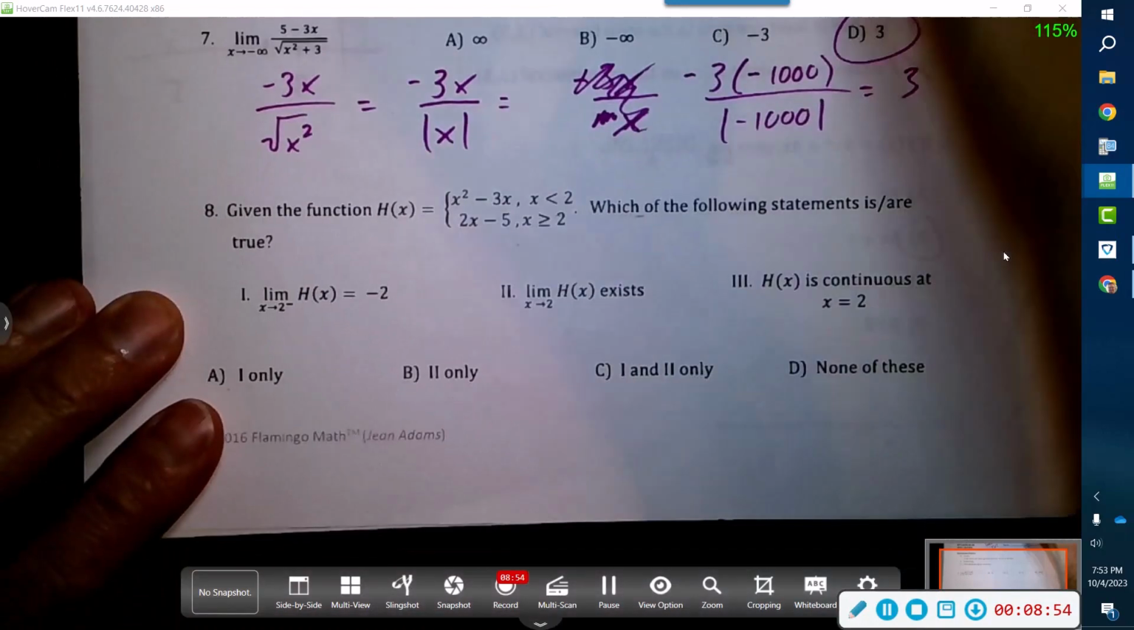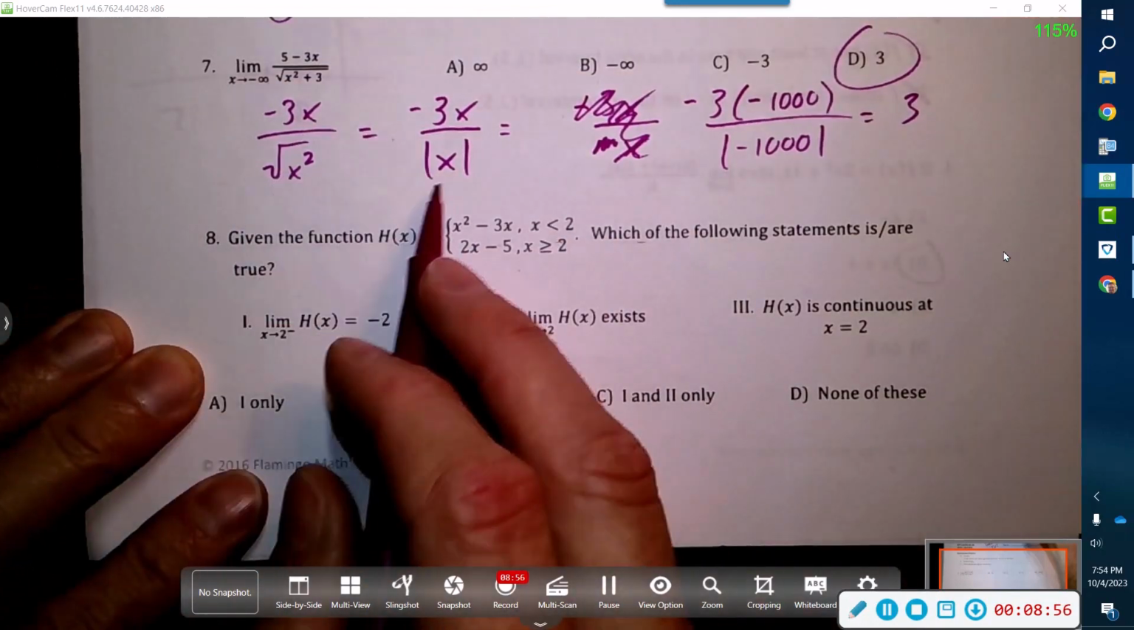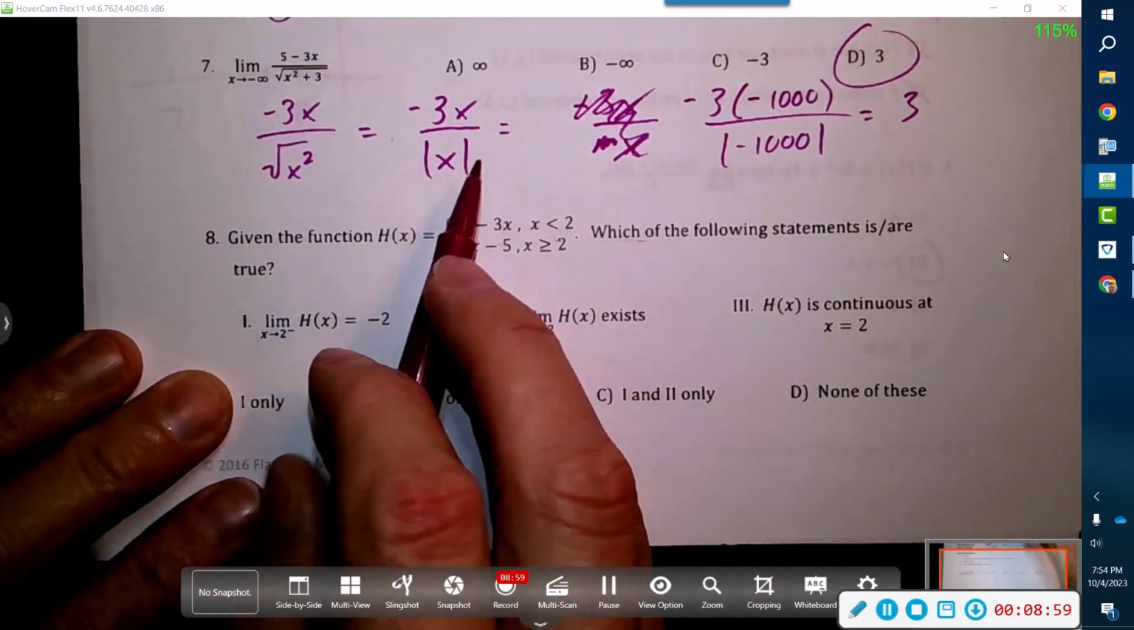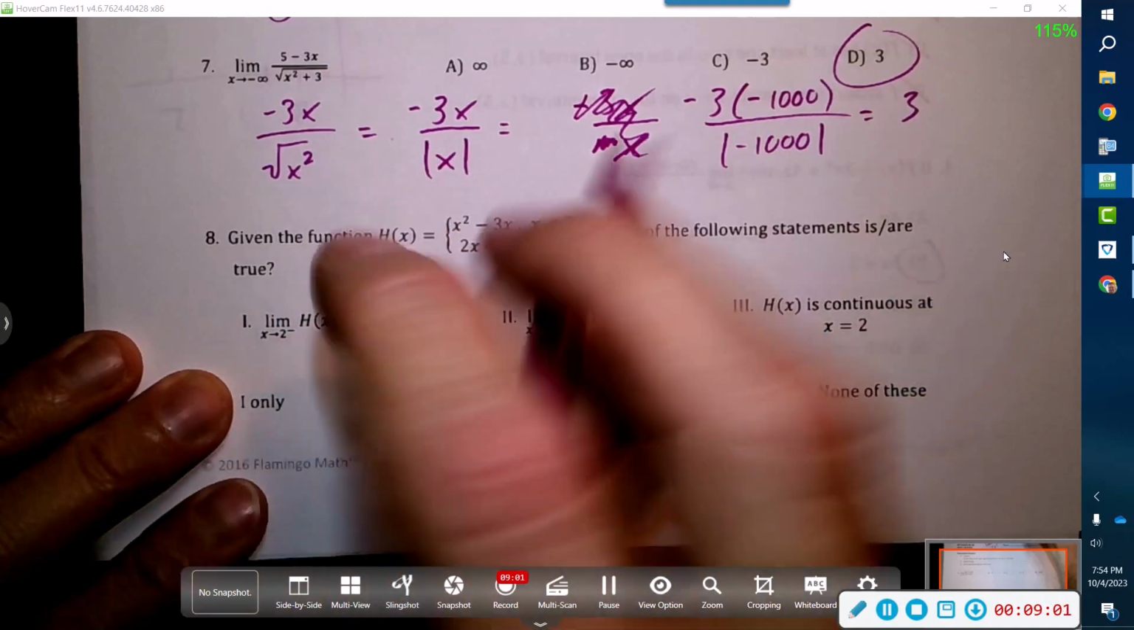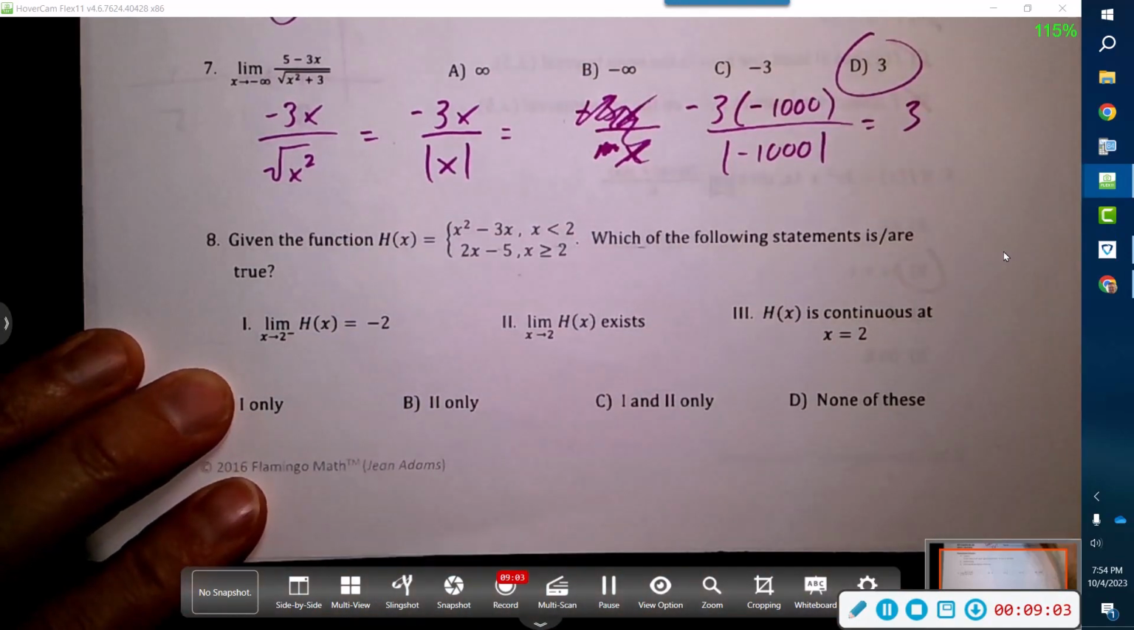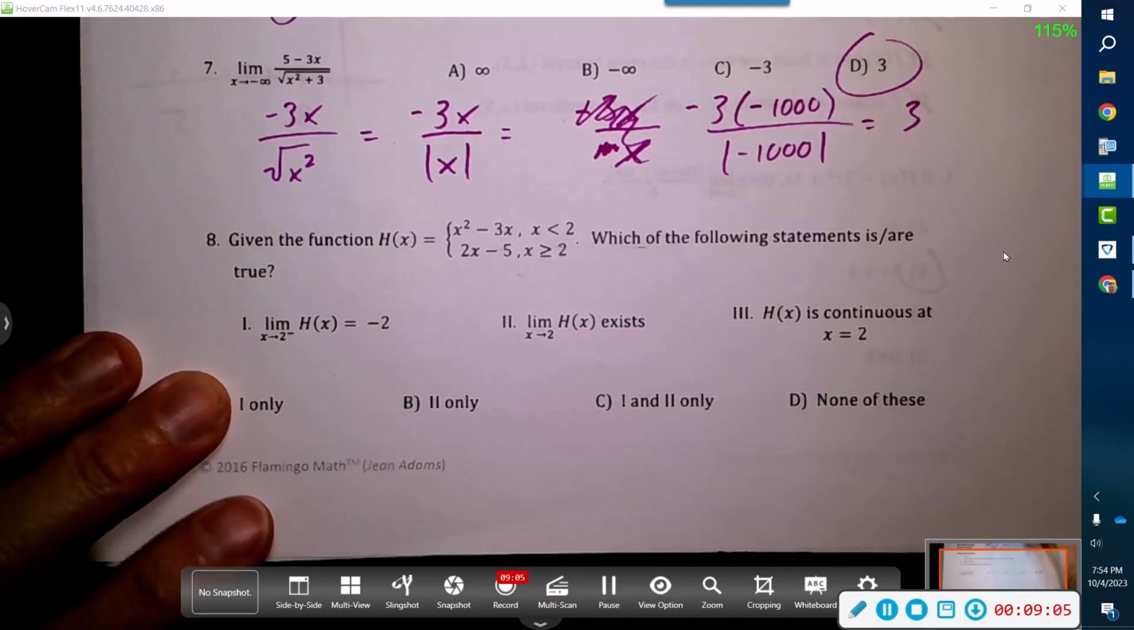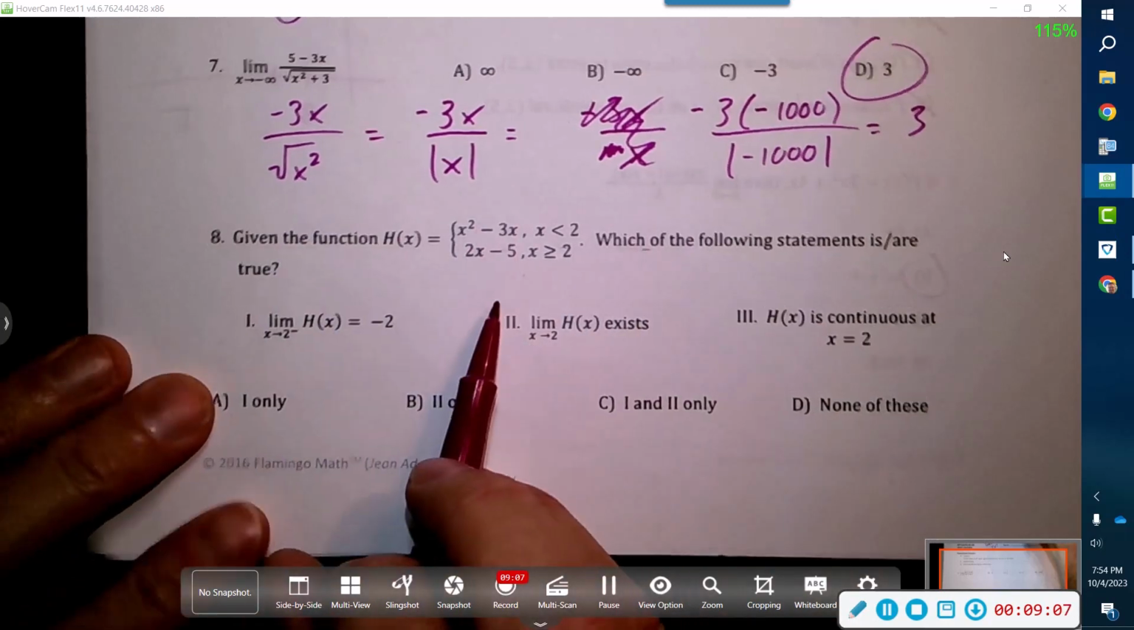Okay, so yeah, watch out for that. That is an absolute value. So that guy is not going to matter. So what I would do is I would not cancel them out when you see an absolute value. They're so tricky.